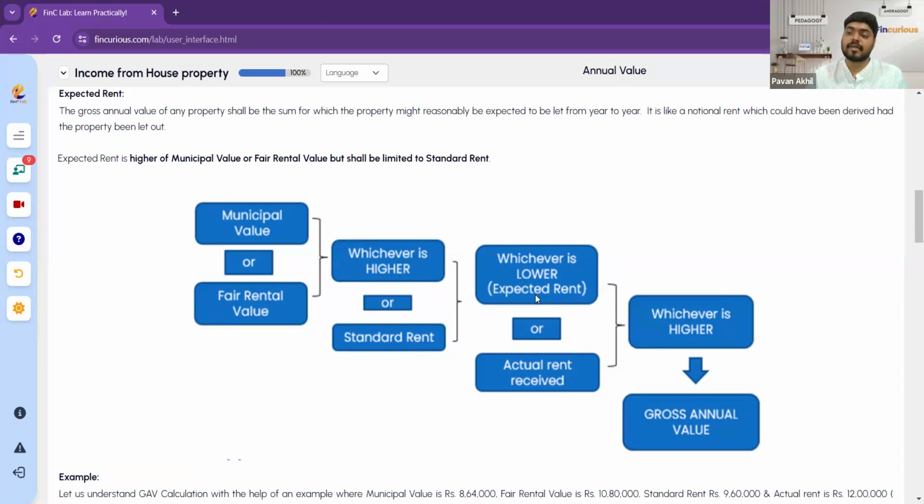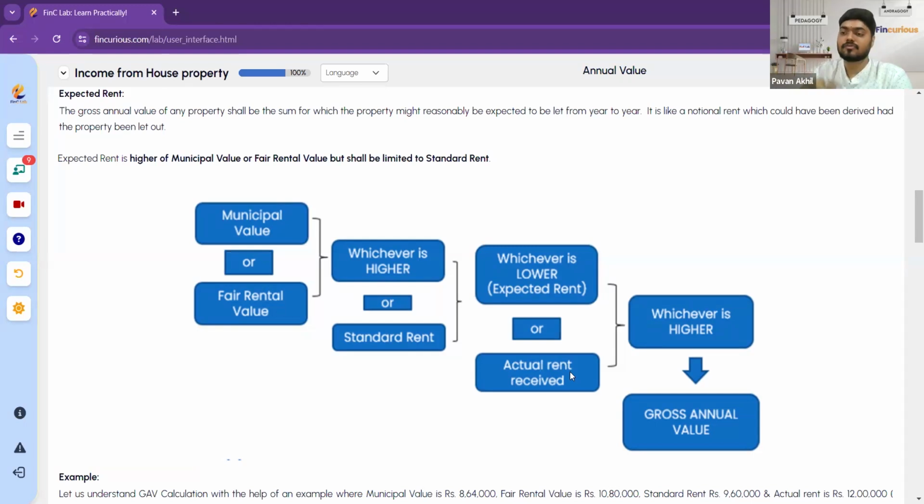Now this expected rent or actual rent received, whichever is higher. Obviously, actual rent received only would be higher. As I told you earlier, the rent received multiplied by 12 is your gross annual value. But sometimes, to not show the full income, some intelligent people might have received, for example, 20,000 rupees as rent, but to escape from taxes they show only 10,000 per month. So the government has come up with all these things: the municipal value, the standard rent in that particular area, the fair rental value, all these things you need to consider.